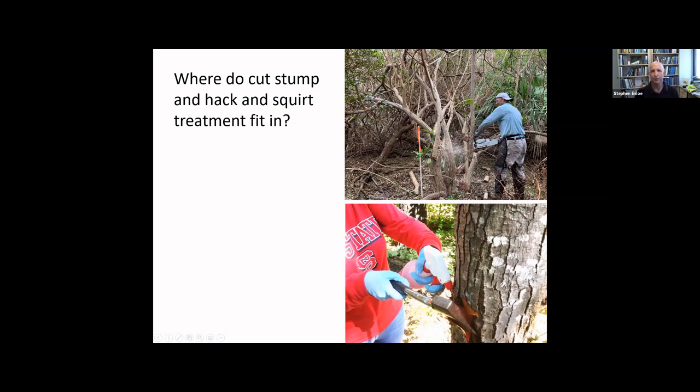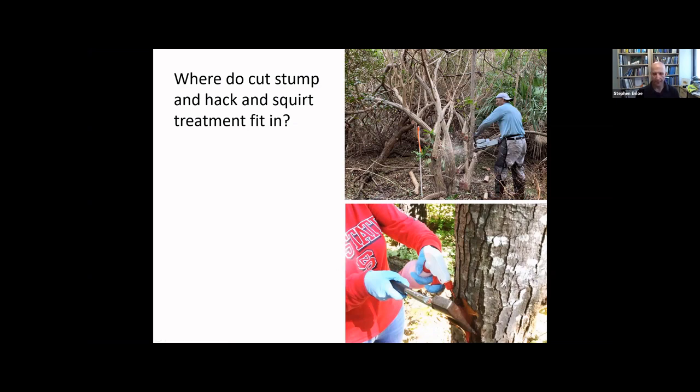But it's one that I try to avoid as much as possible for the sheer labor that goes into it, which drives your costs way up. I would rather mulch a site down and then retreat the regrowth if possible than go to full-on cut stump type treatments. Hack and squirt, of course, is often used for bigger trees.